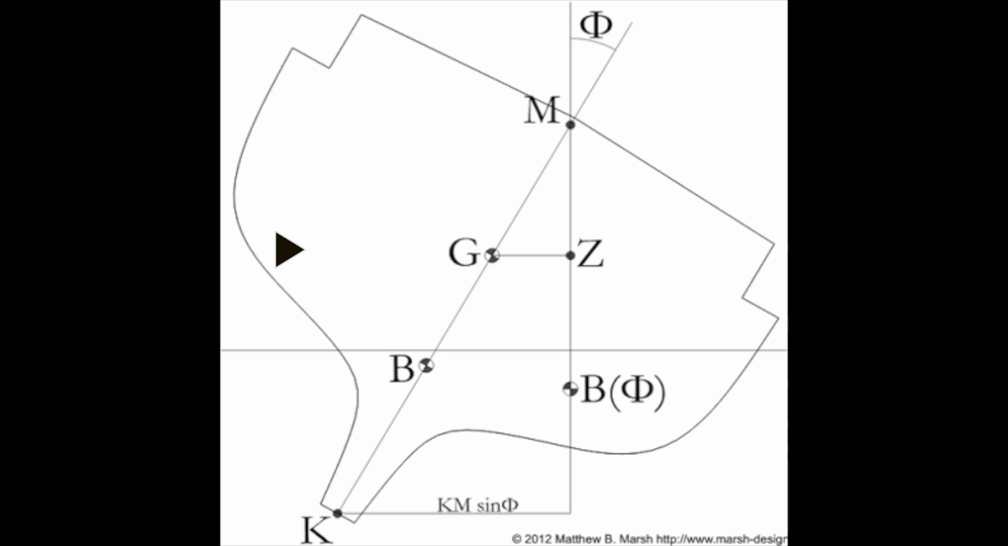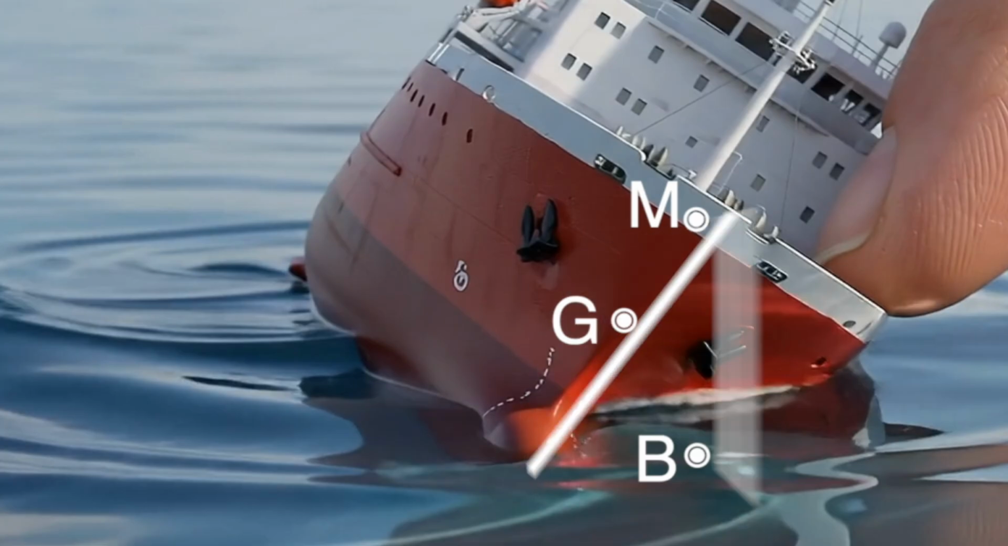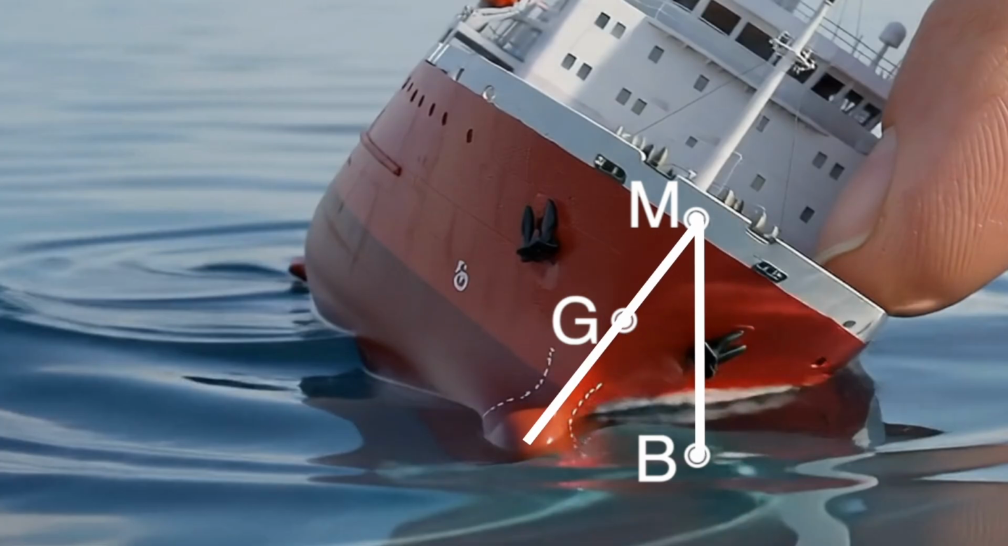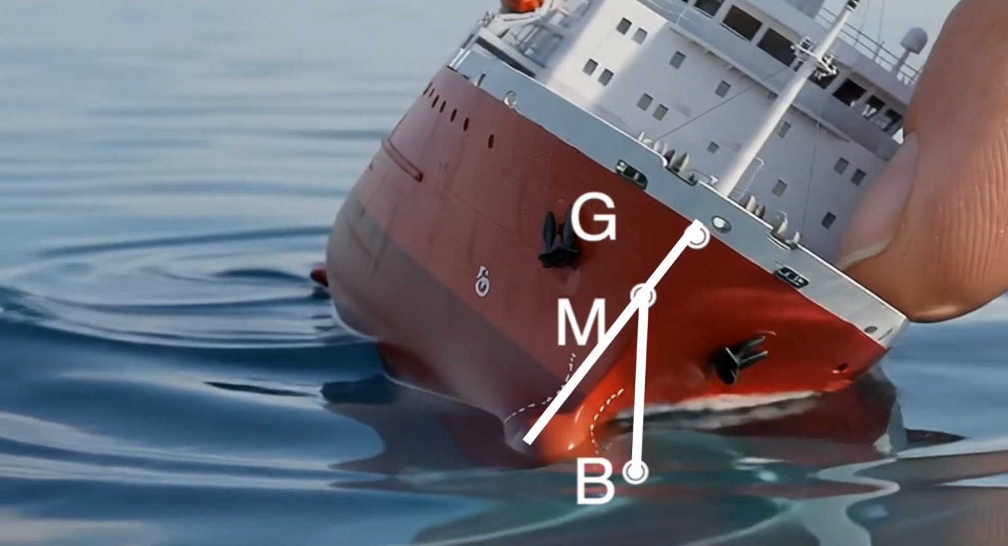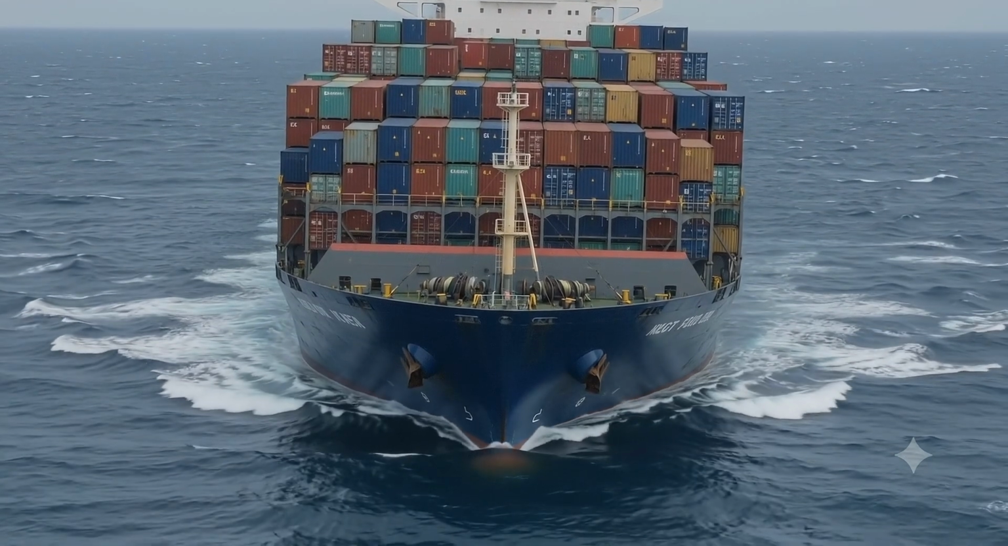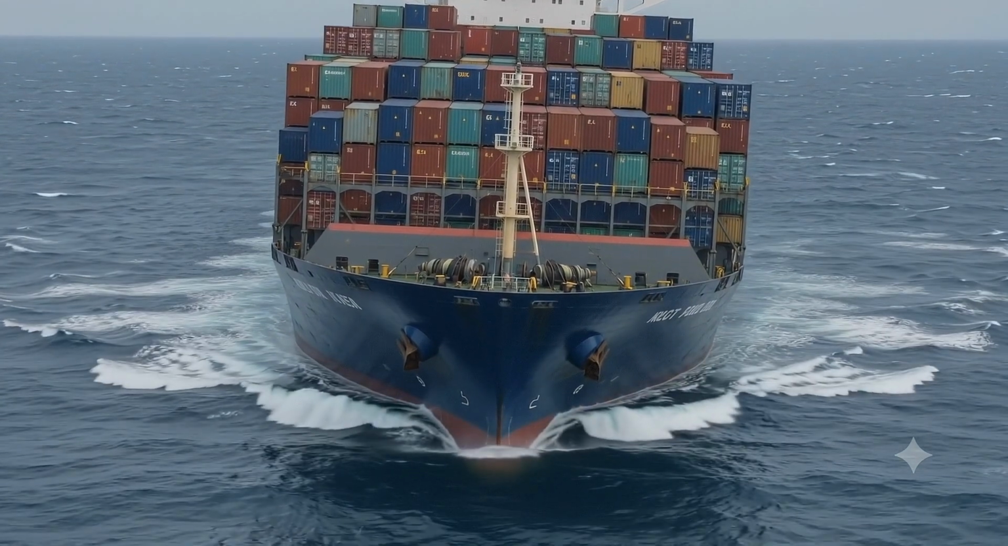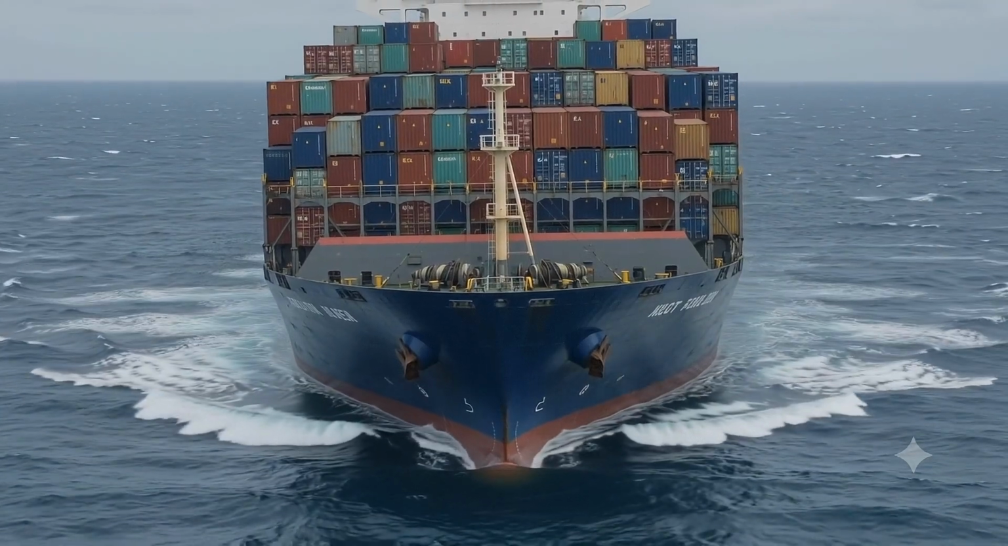To summarize, the distance between G and M is called GM, and it tells us about the ship's initial stability. A positive GM means the ship is stable, while a negative GM means the ship is unstable. Stability is affected by cargo loading, ballast, free surface effect, and external forces. That brings us to the end of this video.